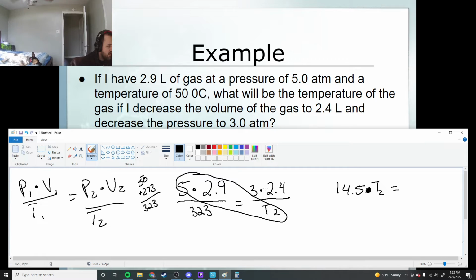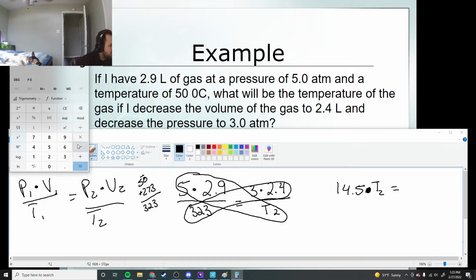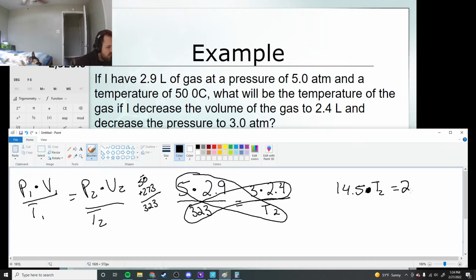All right, and then on the right side, we have our other pair all together: 3 times 2.4 times 323. I'm not going to do that one in my head. Okay, so this comes out as 2,325.6. And then again, our last step is we've got to get this T2 by itself.